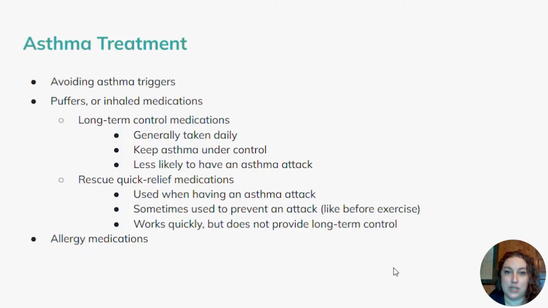There are two types of puffers that are generally prescribed. First are long-term control medications that are taken daily. These medications help keep the asthma under control and help your client to be less likely to have an asthma attack. The other type of puffers are quick relief or rescue medications. These are used when the client is having an asthma attack. Sometimes they're used to prevent an attack, like before exercising. They work quickly, but they don't provide long-term control. Your client might also take medications to help treat their allergies.